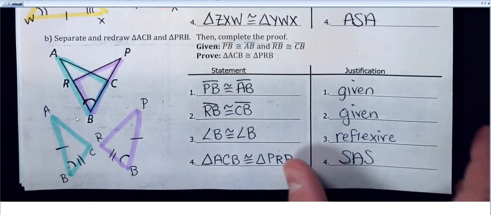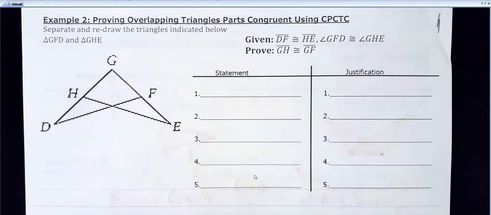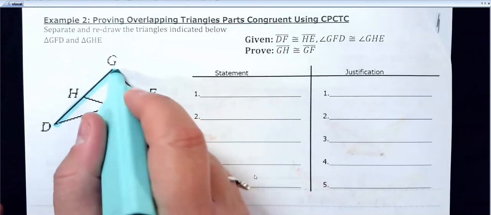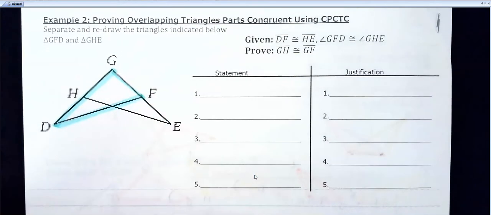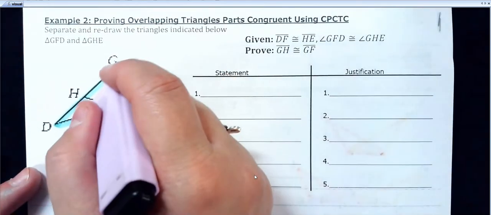Pretty much. This is the most difficult it will get. If you can separate and redraw these and mark them up, I think it will not be too bad to do. All right, so let me redraw GFD. There should be a little bit more space on these ones that I have on the back. And GHE.